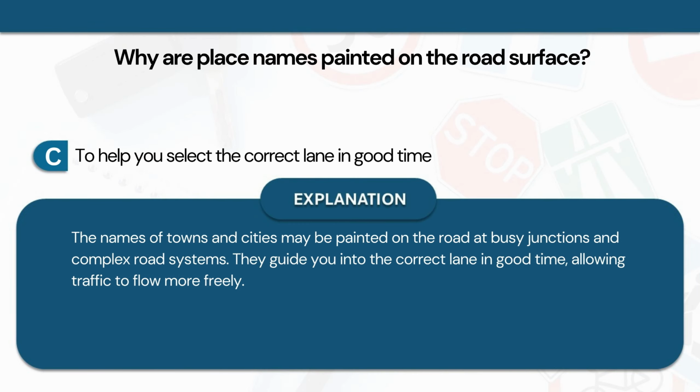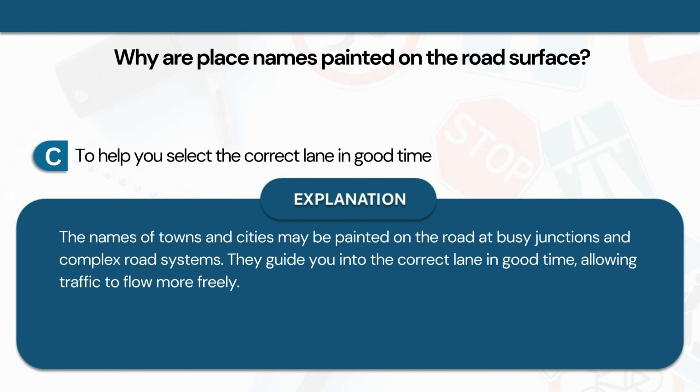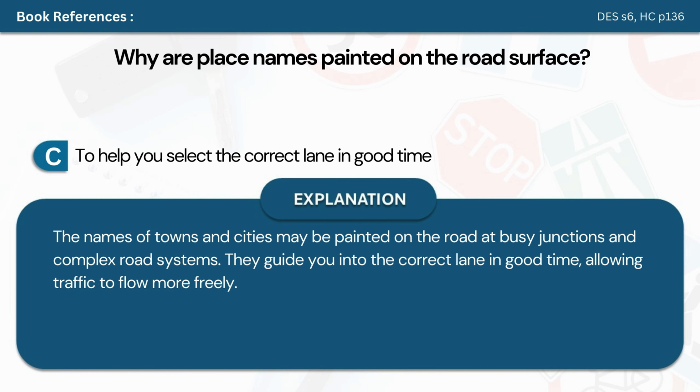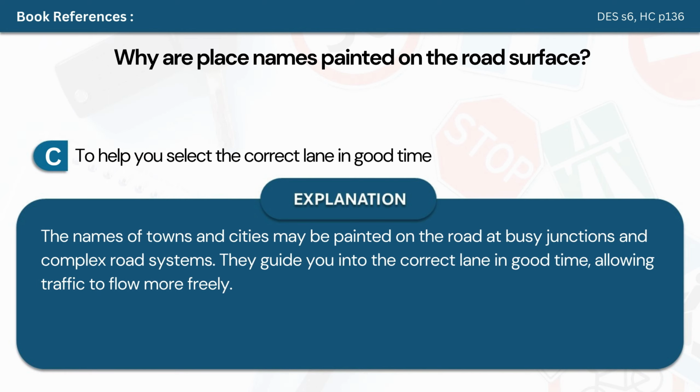The names of towns and cities may be painted on the road at busy junctions and complex road systems. They guide you into the correct lane in good time, allowing traffic to flow more freely.